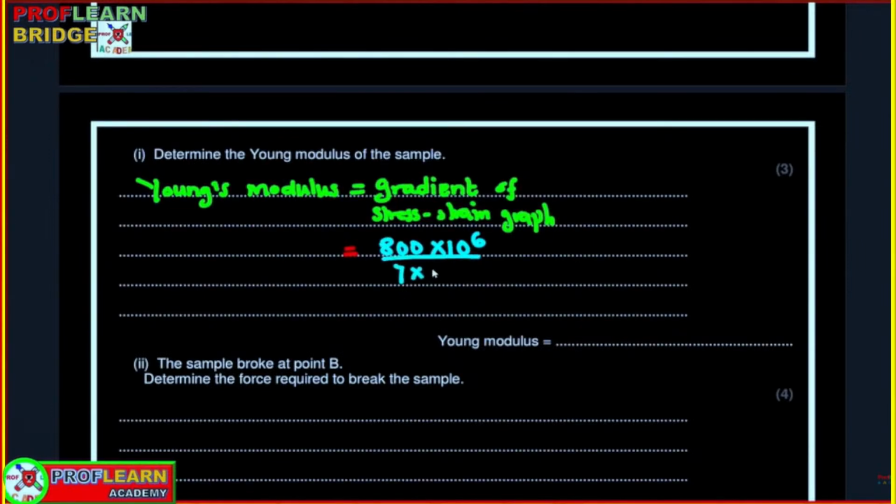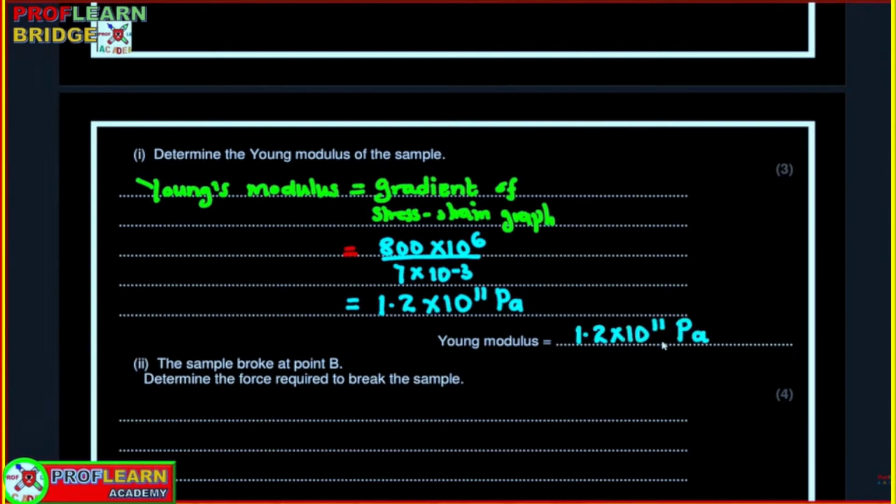So working out the gradient, we are going to get a value equivalent to what? Let us see what we're getting. We can use our calculator, and then our value becomes 1.2 times 10 raised to the power 11 pascals. Remember, the unit for Young's modulus is pascals, because you are dividing stress by strain. The unit for stress is pascals or newtons per meter squared, but strain has no units. So that is why we are saying the Young's modulus has the units pascals, just like pressure, right?